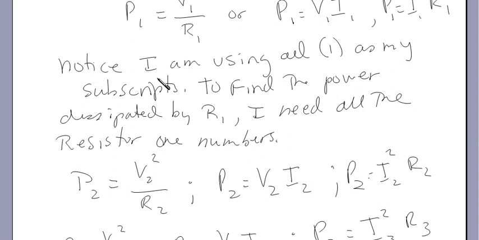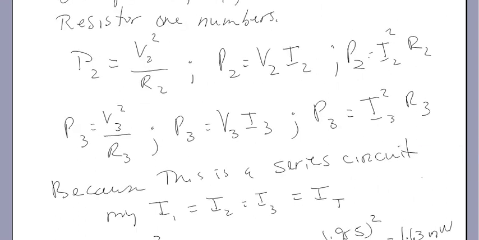So again, notice I'm using all ones, meaning ones as my subscripts. To find the power dissipated by R1, I need all the resistor 1 numbers, meaning V1, I1, R1, all that. Here's all my formulas for power 2 and then power 3. V2 squared over R2, V2 I2, I2 squared R2, P3 is V3 squared over R3, P3 is V3 times I3, and P3 is I3 squared times R3.